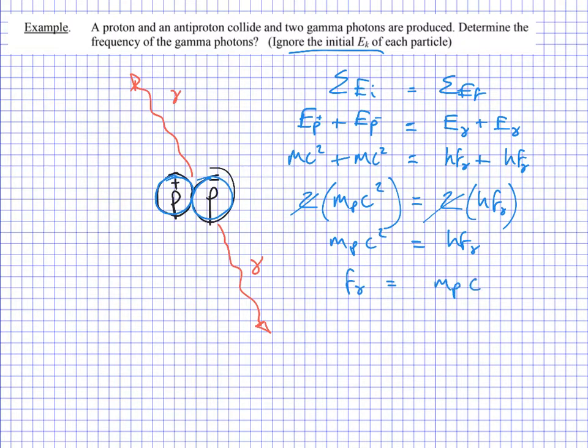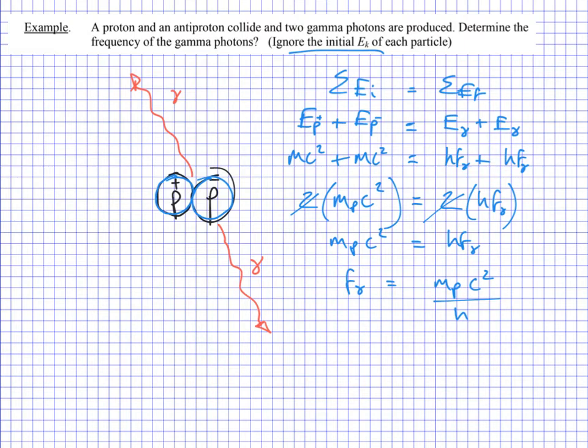And if we want to know the frequency of the gamma, we're just going to go mass of the proton times c squared divided by Planck's constant, and that's going to be the 6.63 times 10 to the negative 34 joule second version, because we're dealing with mass and the speed in meters per second, so that's a derived version of joules. So let's go ahead and do that calculation.